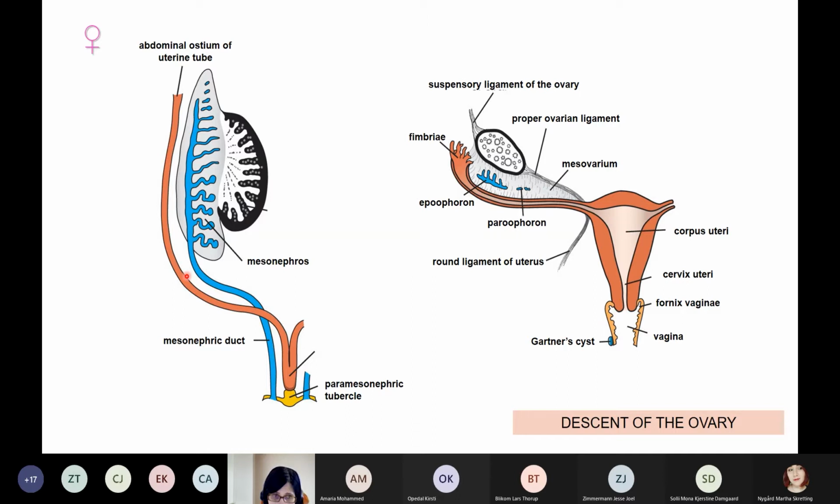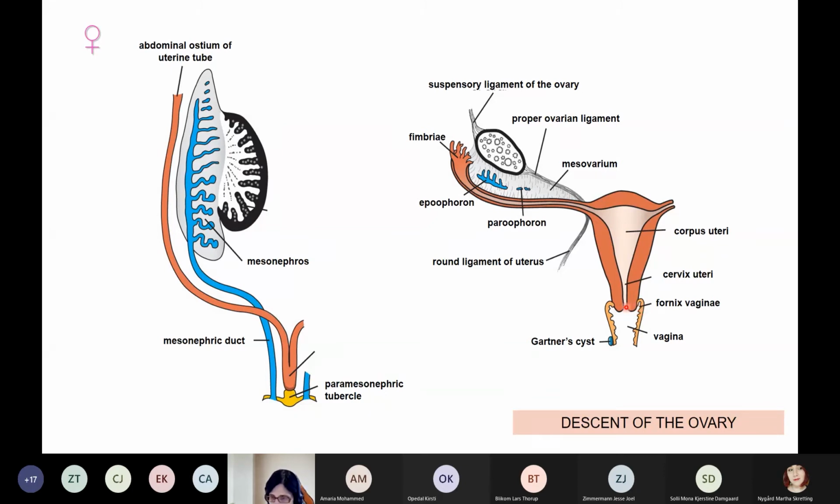portions. The caudal portions here, the two caudal portions meet and they unite to form the uterus plus the uppermost part of the upper part of the vagina, and this is what we will also mention.